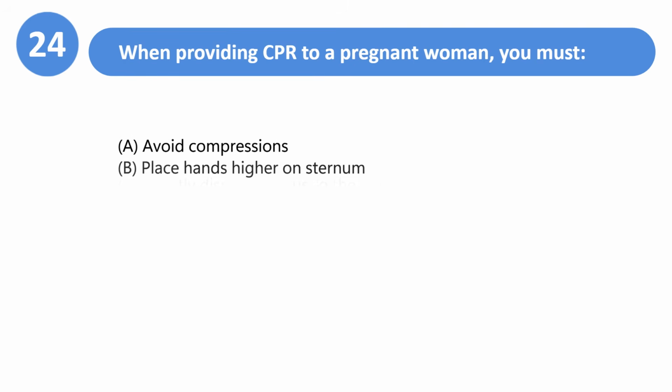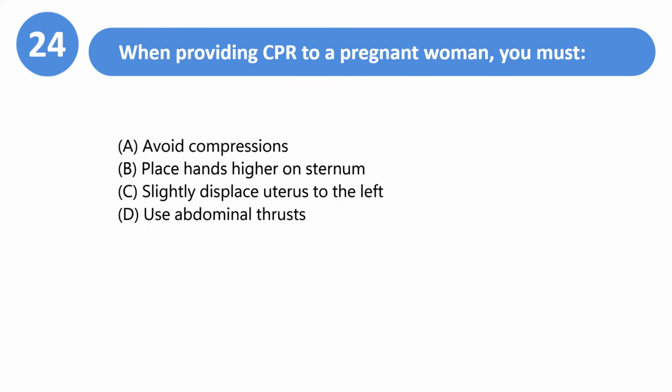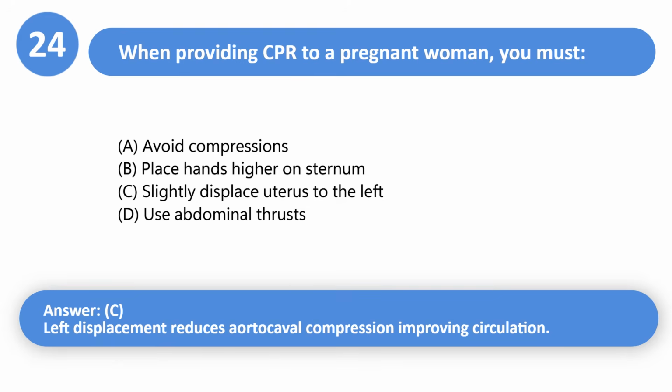When providing CPR to a pregnant woman, you must: A. Avoid compressions. B. Place hands higher on sternum. C. Slightly displace uterus to the left. D. Use abdominal thrusts. Answer, C. Left displacement reduces aortocaval compression, improving circulation.